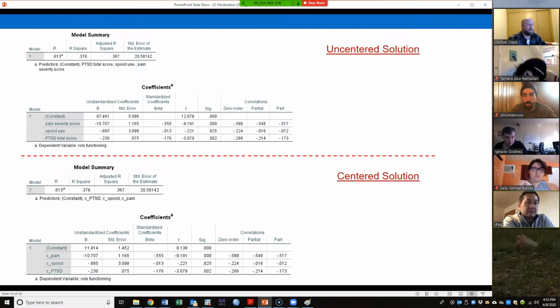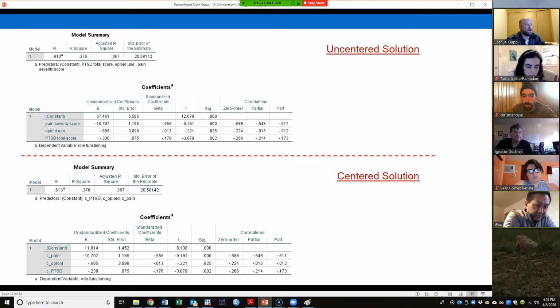So here is my model up here with my uncentered solution. Down here is my centered solution. Sean, what differences are you seeing across these two outputs? The coefficients are different. The unstandardized are different, but the standardized are the same. Are the unstandardized different? The constant's different. Just the constant's different.